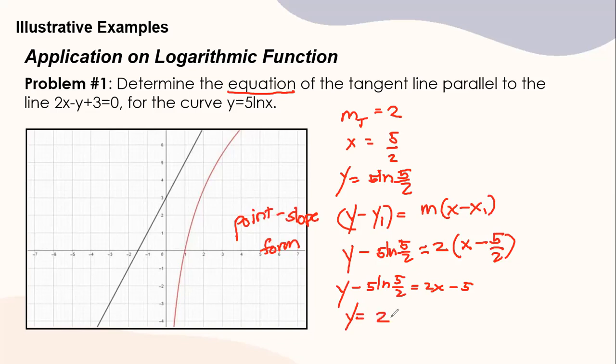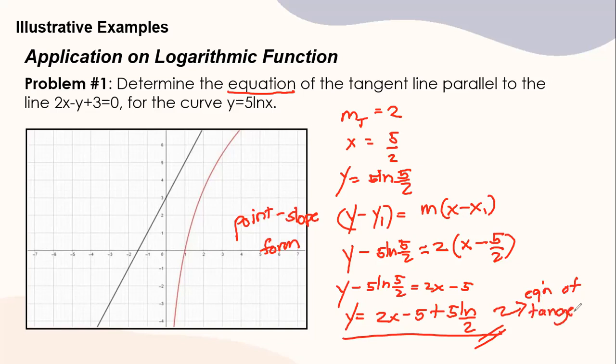Y is equal to 2x minus 5 plus 5 ln of 5 over 2. Okay, and that will be the equation of the tangent line as our final answer. So, yun yung tinatanong and we got our answer. Okay?